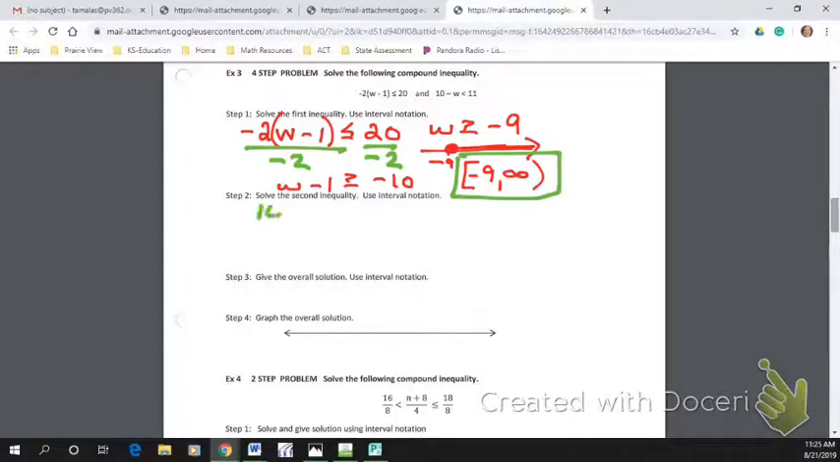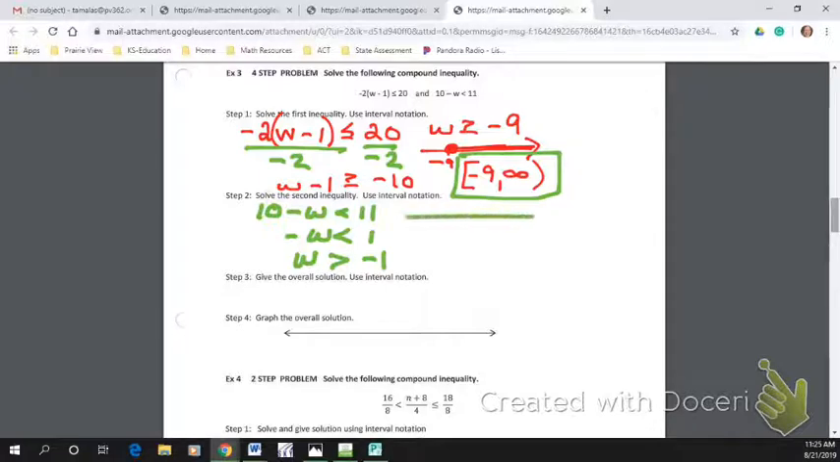Okay, step 2. That one is 10 minus w is less than 11. What would you do first? Okay, subtract 10 from both sides. What do you get? Negative w is less than 1. I need to change my signs. I want w to be positive, not negative, so I'll change signs, which is going to do what to the inequality? Flip it. W is greater than negative 1.